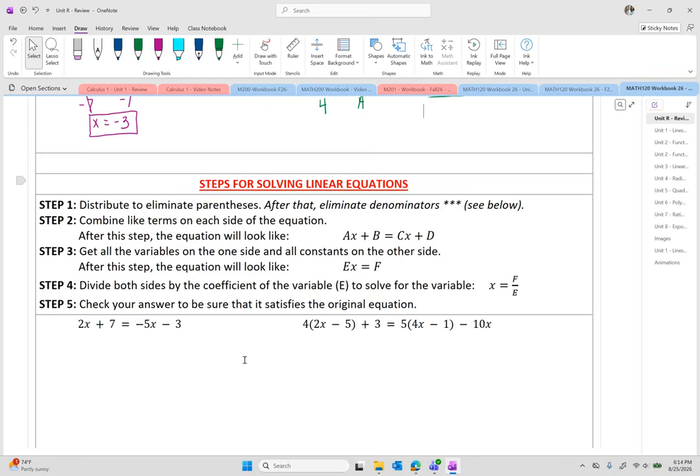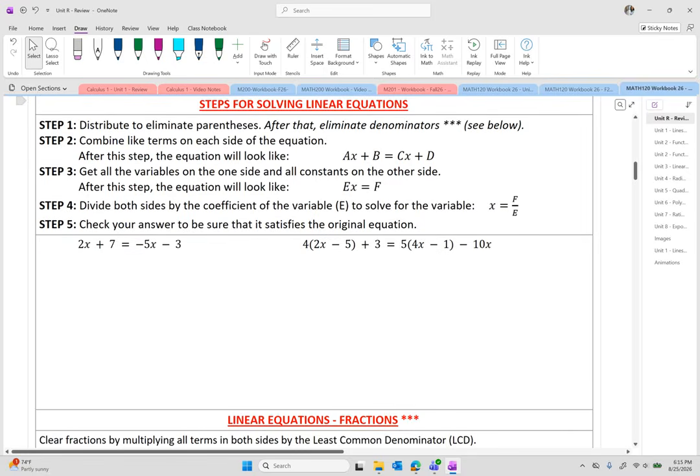If you successfully complete step 3, you will be in a situation E times x equals f, and your last step is to solve for x. You do that by dividing both sides by the coefficient of the variable. That's the number e. You obviously want e to not be 0. And x will equal f divided by e, whatever that quantity is. You can always check your answer at the end to make sure that you found the correct answer.